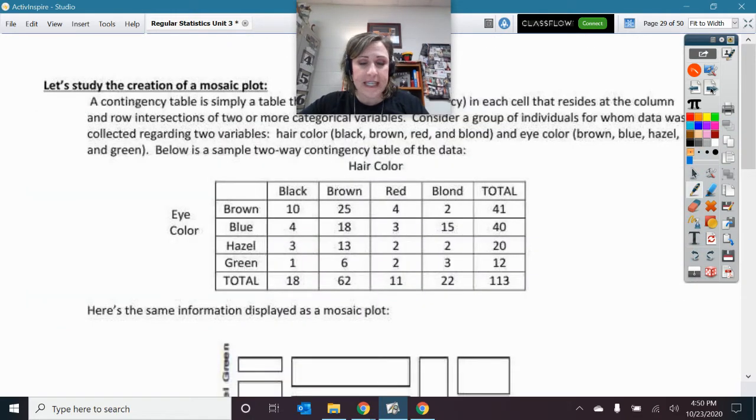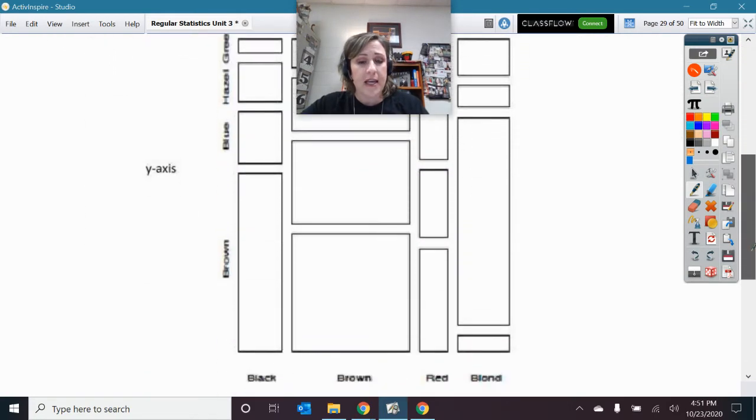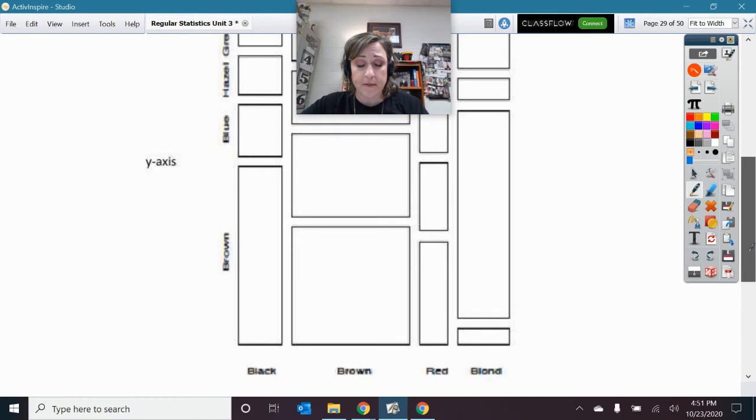Next, let's take a look at this one here. We have eye color and hair color. And so here is a two-way table. You know, we've just come from our two-way tables. Well, here is this information in a mosaic plot.